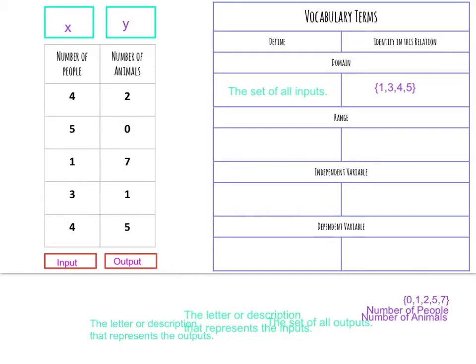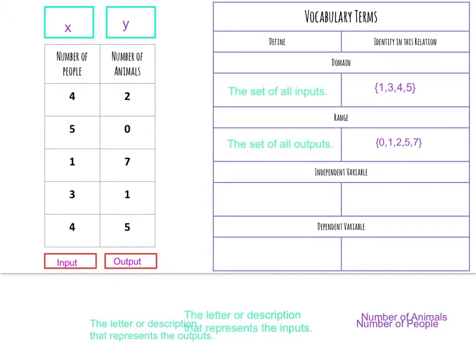The next thing we're going to talk about is the range. And the range is the set of all outputs. Now, I know you've heard range before, and you're like, I think that's the biggest minus the smallest. When we're talking about functions, range speaks about the set of all outputs. And again, if you're asked to talk about all of the outputs, you're going to list them in order from least to greatest, and you're going to use set notation.